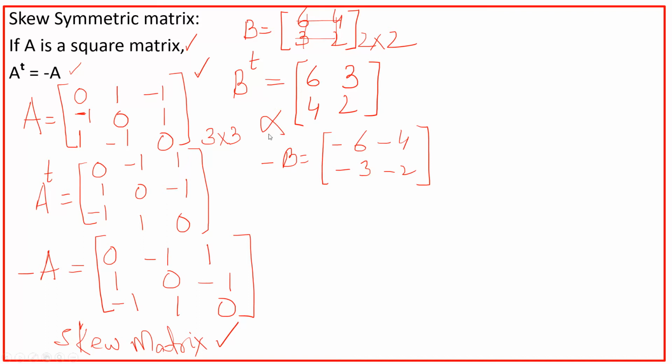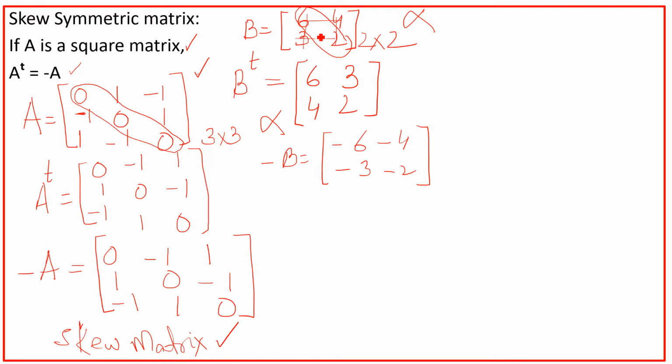So this is a very important point. These are called the diagonal elements. If the diagonal elements are non-zero, it can never be a skew matrix. For a skew matrix, diagonal elements should be 0. That is why I have made this question. These are the diagonal elements and it is the skew matrix.